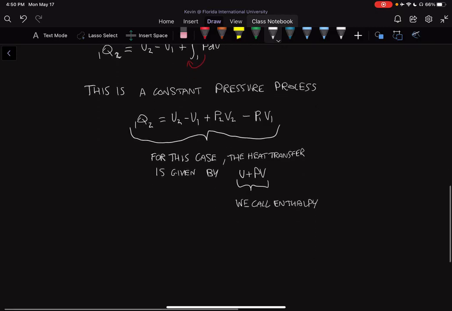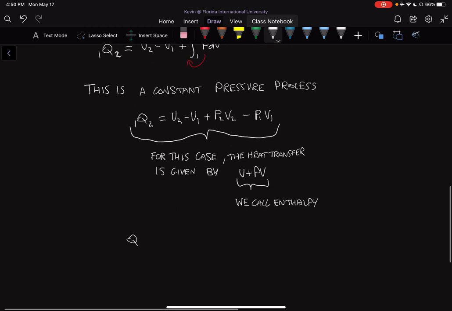Now, if we rearrange the equation above, we can also write Q from 1 to 2 is equal to U2 plus P2 V2 minus U1 plus P1 V1.